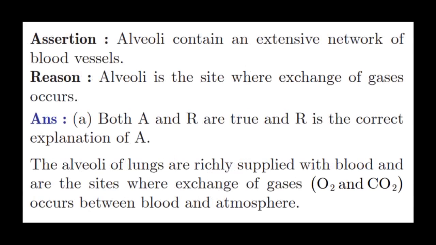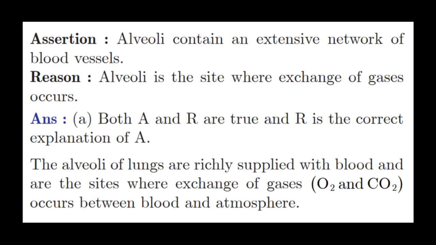Assertion: alveoli contain an extensive network of blood vessels. Reason: alveoli is the site where exchange of gases occurs. So here what are the statements? Both A and R are true, and R is the correct explanation of A, because alveoli have extensive blood vessels, as alveoli is the site of exchange of gases.